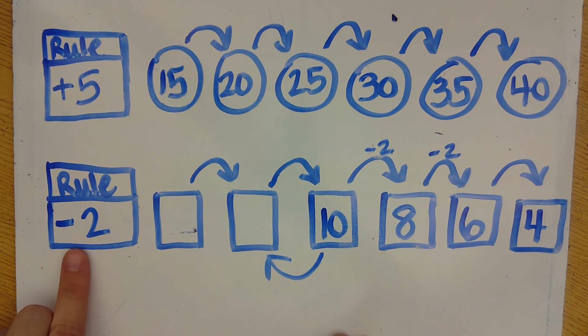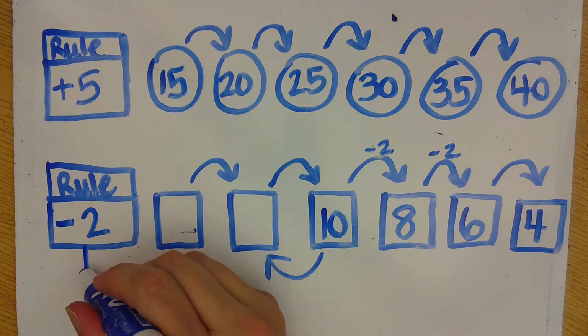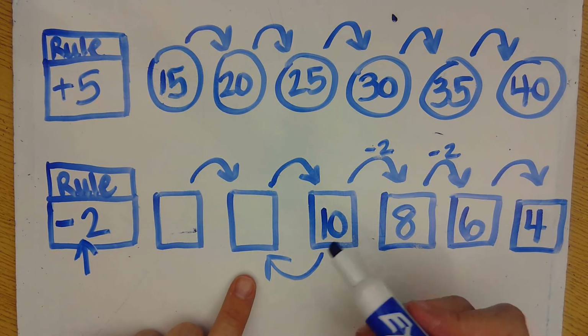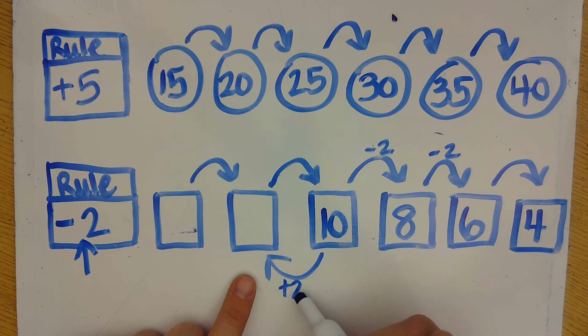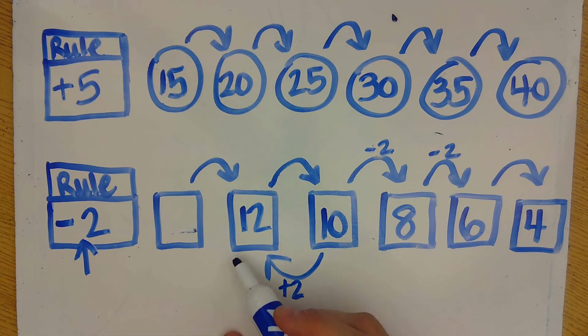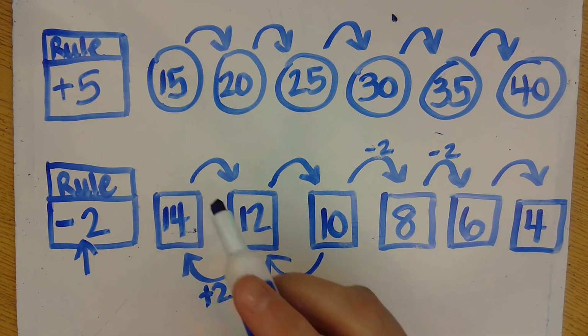Do you remember what happens when we go the opposite way of our arrows? Whatever is in the rule box, you have to do the opposite of that. What would be the opposite of subtracting 2? Yep, you're right. It would be adding 2. So if I'm going backwards, I'm doing the opposite of whatever is in this box. And in this case, it's adding 2. So 10 plus 2, remember I'm going the other way, would be 12. And 12 plus 2 would be 14.